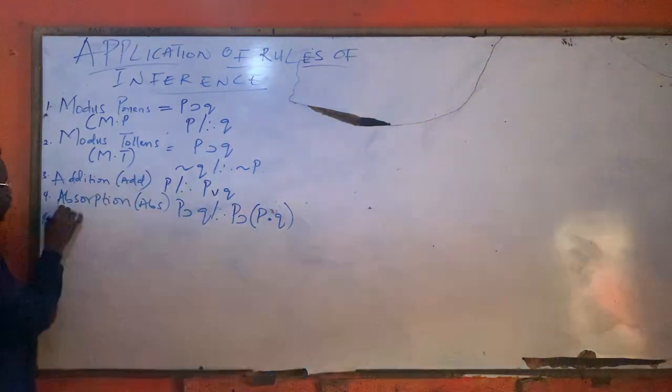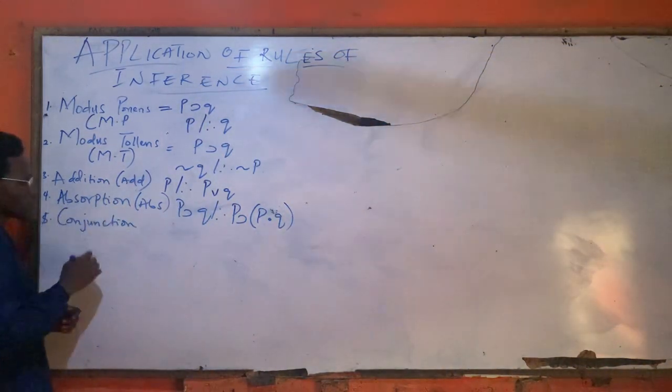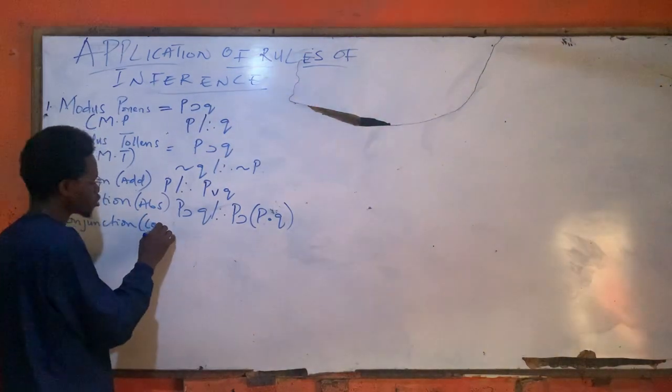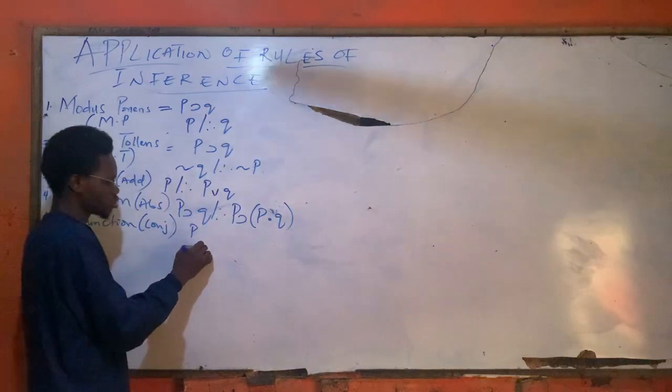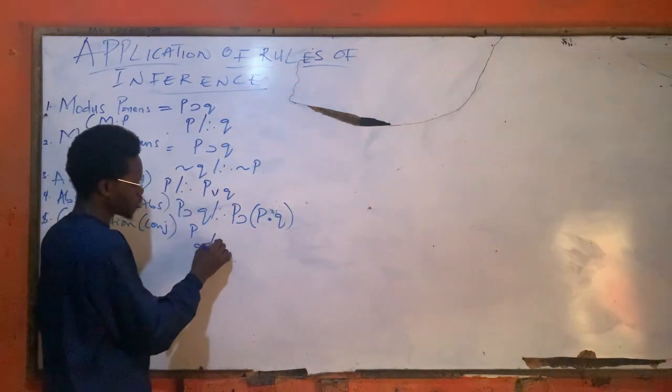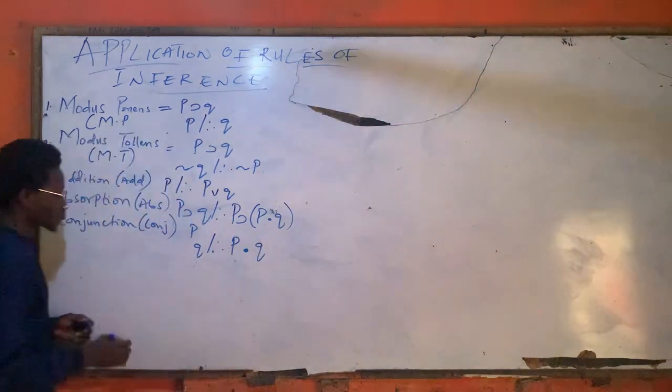Now 5, conjunction. For conjunction, CONJ: P our first premise, Q our second premise, therefore P and Q.